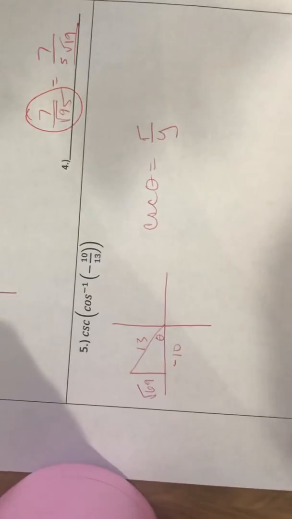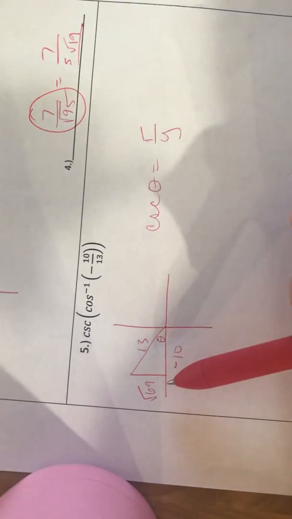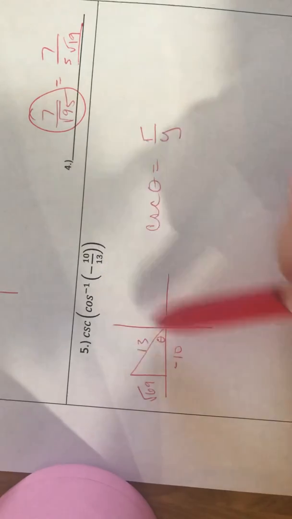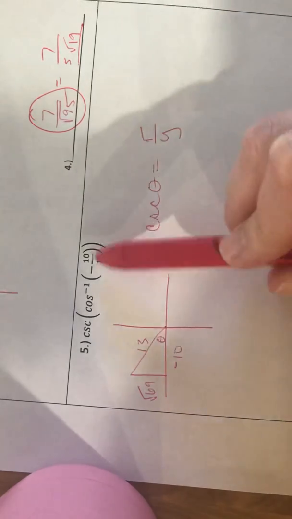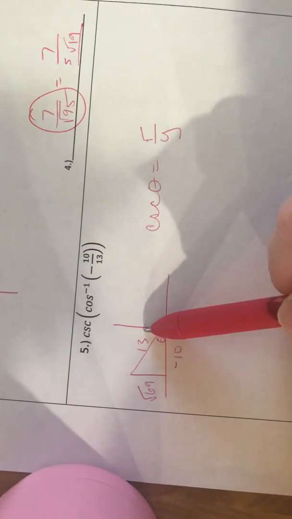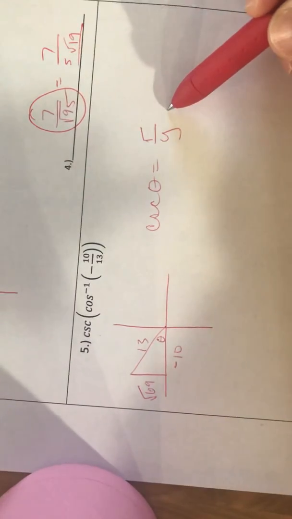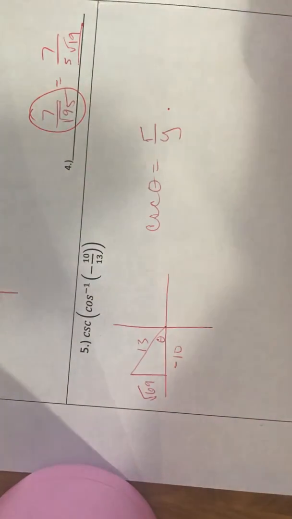And then my last one here, inverse cosine is between 0 and pi. And so when cosine's negative, I know it has to be in quadrant 2. Cosine is x over r, and so that's negative 10 over 13. Pythagorean theorem, I got the square root of 69. And then cosecant is r over y. And so that was my answer.